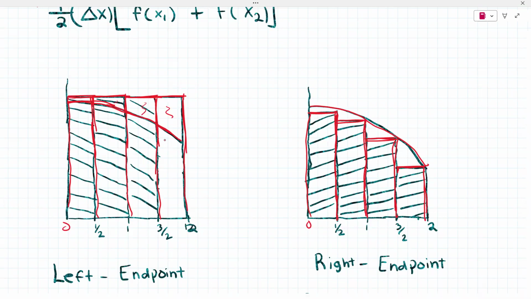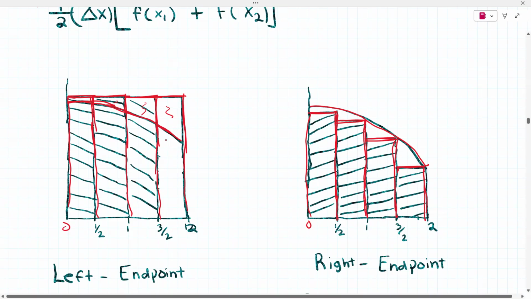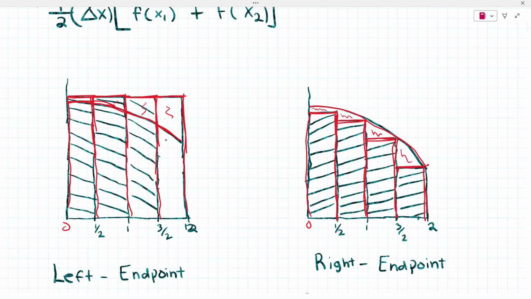And then the right Riemann sum is an underestimation. So here's a decreasing function, here's the right endpoint method. And is that really an underestimation? Yes, right? Because we need the area of this and this, and this, which we don't have. So it is definitely an underestimation.